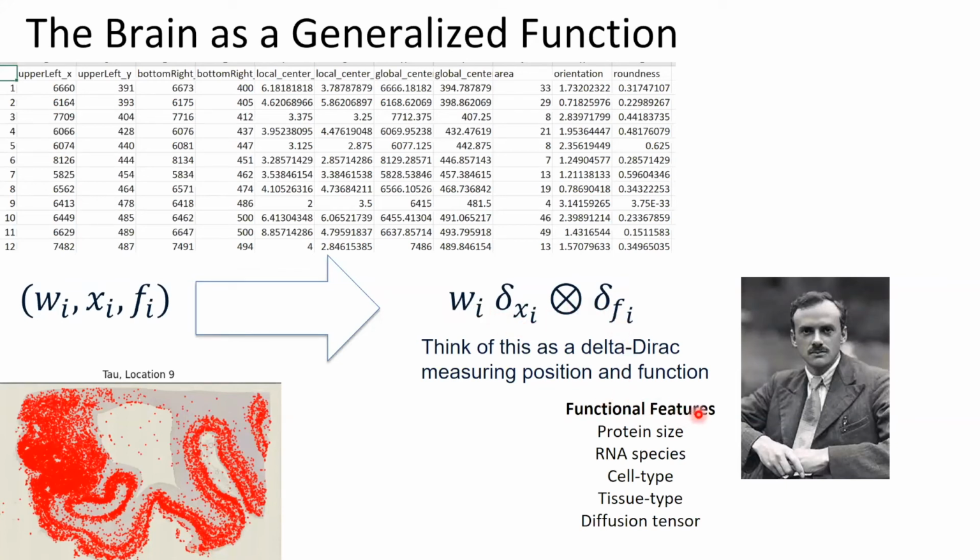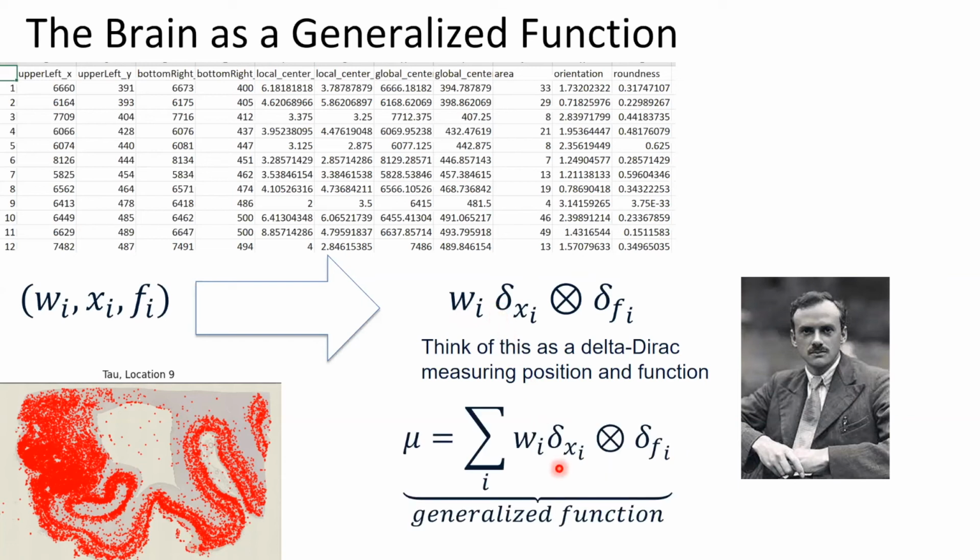Let's think about function now. We're now in a world where the functional features are many, many dimensions. It's like the electromagnetic spectrum. There's protein size, there's RNA species, there's cell type, there's tissue type, there's diffusion tensor characteristics. So these are all the functions in this representation. Now, of course, we have billions of these, so we build the brain from a sum of them.